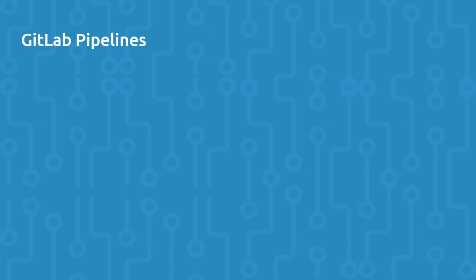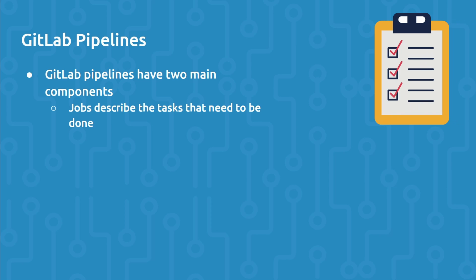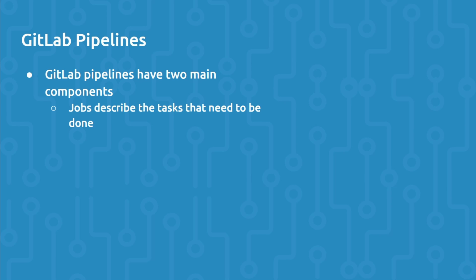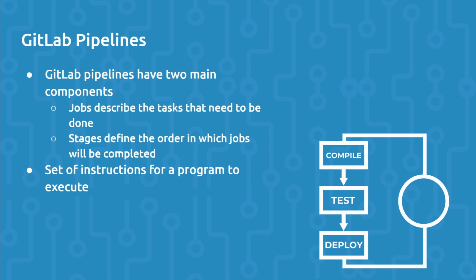GitLab pipelines are made up of two main components. The first component is a job. A job describes what needs to be done and could include commands to compile, test, or deploy code. The next component is a stage. Stages define the order in which jobs will be completed. A pipeline is basically a set of instructions for a program to execute.